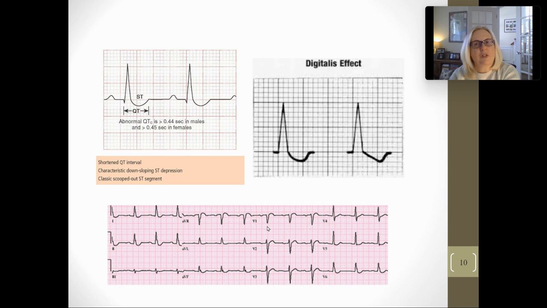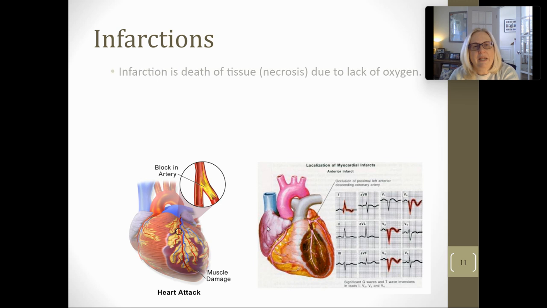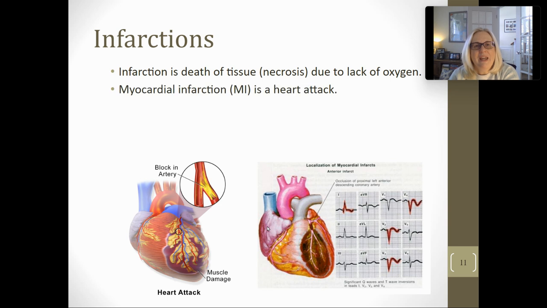Okay, so let's talk about infarctions. Enough about ischemia. Let's talk about infarctions. So, an infarct means that we have death of tissue, okay, because it's not getting any oxygen. So, death of any type of tissue is called an infarct. I know that's a funny word. So, if we have a myocardial infarction, myo is heart muscle, right? Myocardial is heart muscle. So, if we have death of heart tissue, we have an MI, which is considered a heart attack.